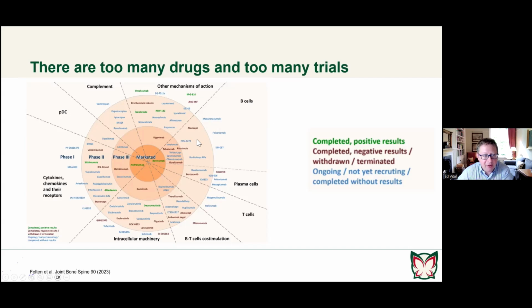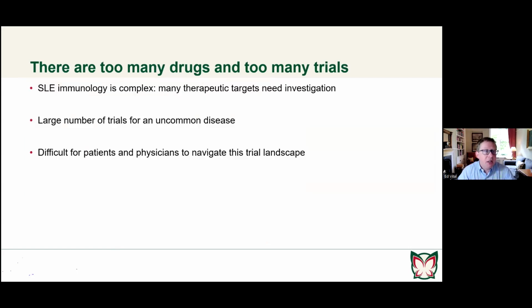So there's a great drop-off as we go down towards marketing, but also what you see here is that these are in extremely diverse mechanisms of action, whether that is B cells or intracellular signaling or complement targeting. So the landscape is difficult, and essentially there are too many drugs and too many trials for us to be able to assess if we don't improve how we do it.